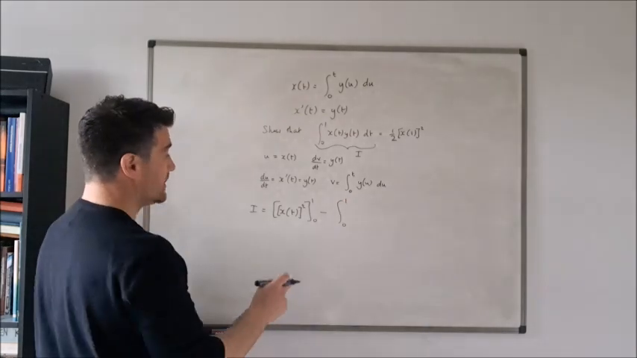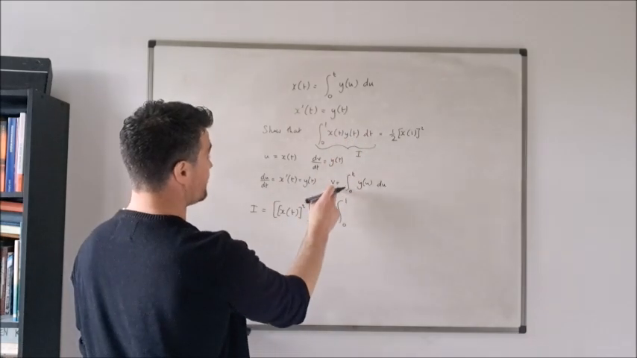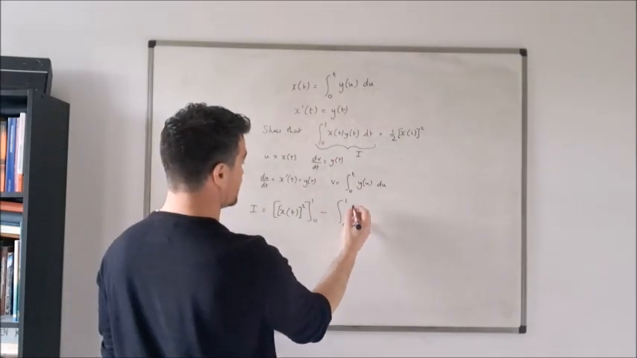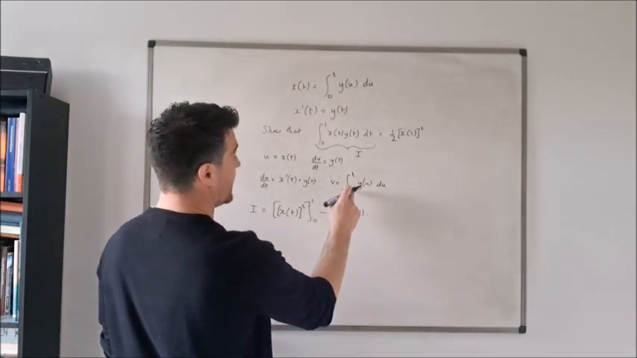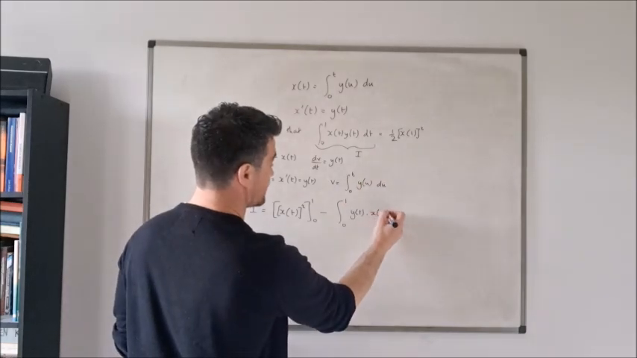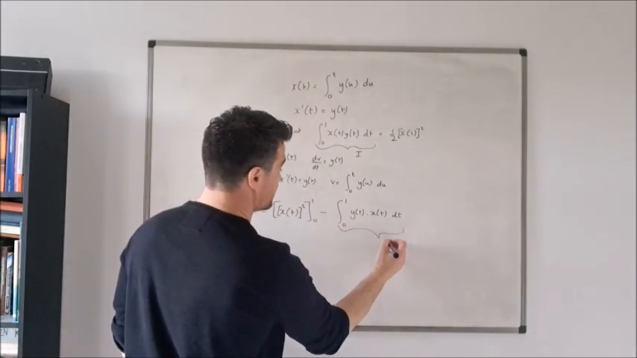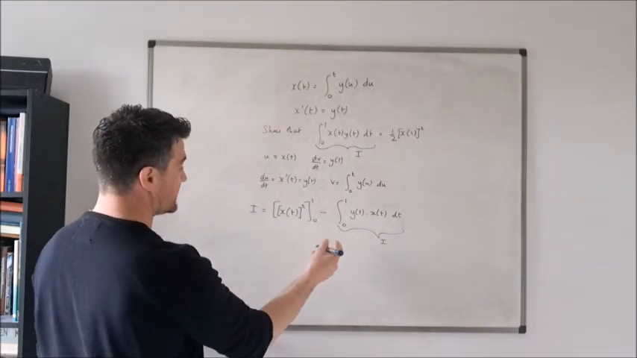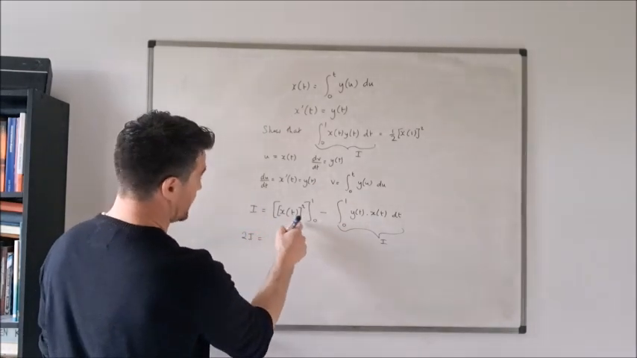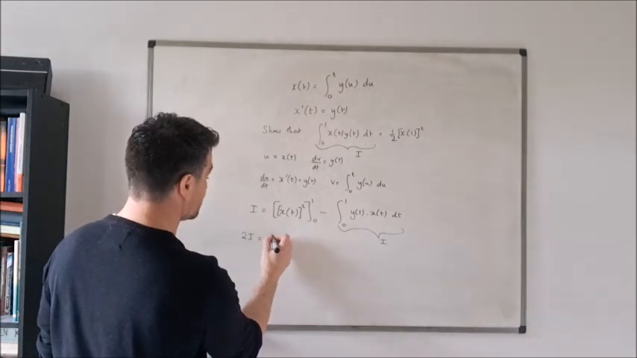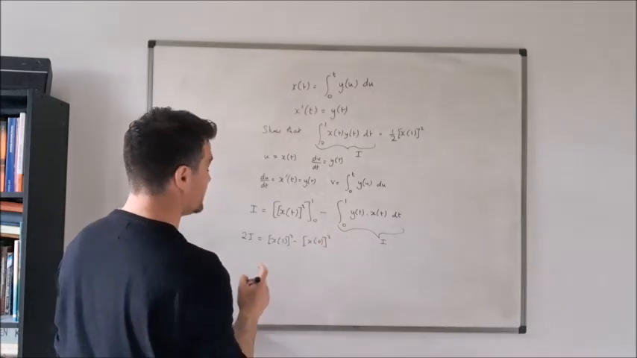minus the integral from 0 to 1 of, so we've got u times dv by dt here, so it's going to be v times du by dt in here. So that's going to be y of t times, this is just x of t, right? x of t dt. But this is just I. So in other words, if I add I to both sides of this, I get 2I is equal to, plug the limits in here, I get x of 1 squared minus x of 0 squared.